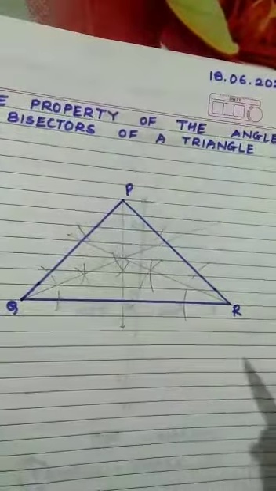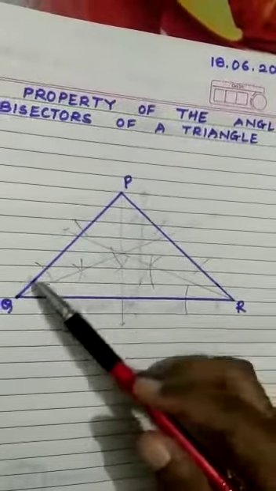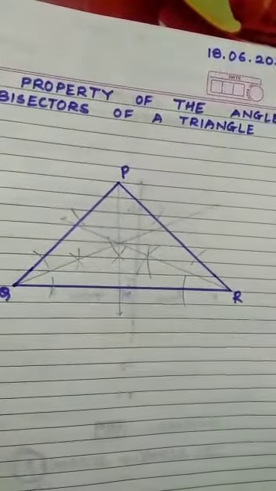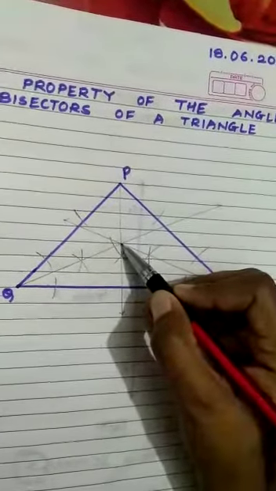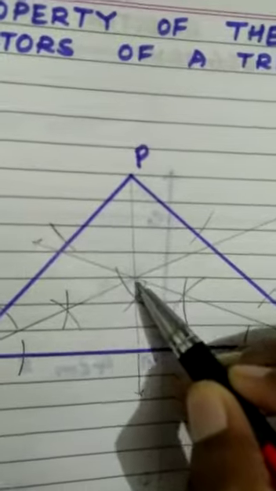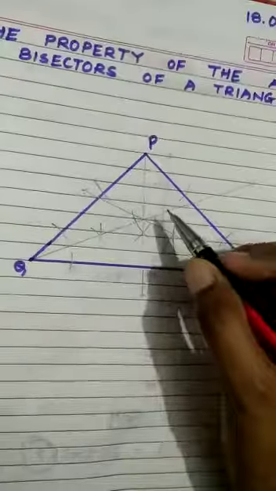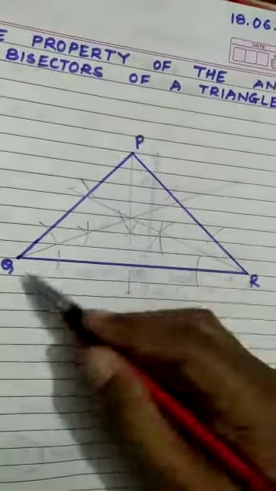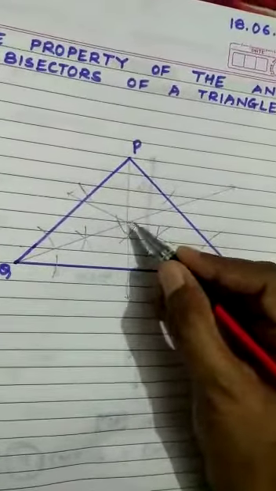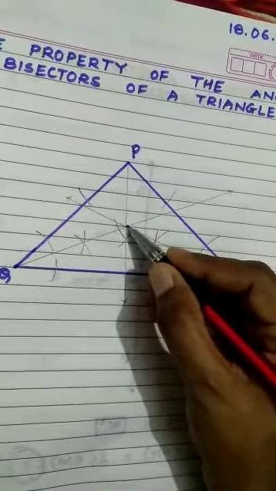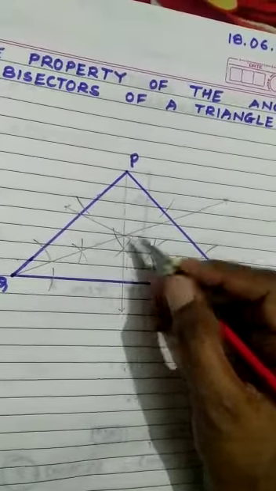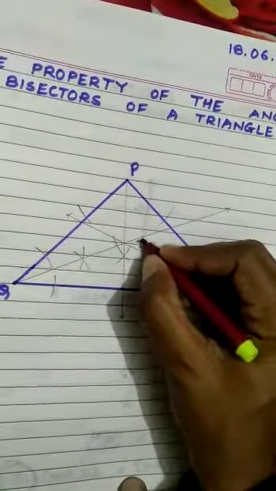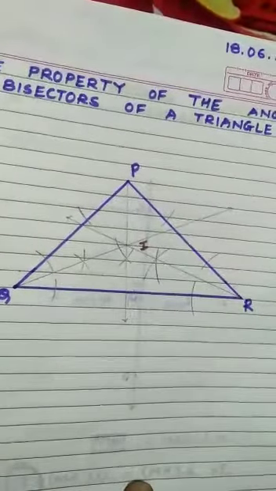So here we have drawn angle bisectors for all three angles of triangle PQR, and you can see that they meet at one point, that is, the angle bisectors are concurrent. You can see the point of concurrence. We will name this point of concurrence as I. So this is the point of concurrence.